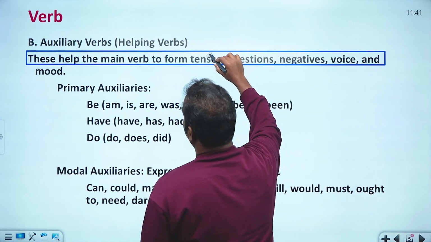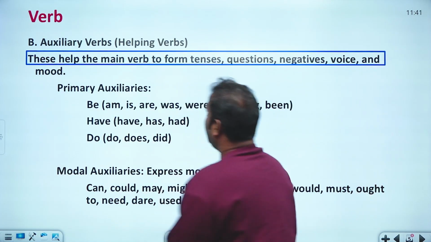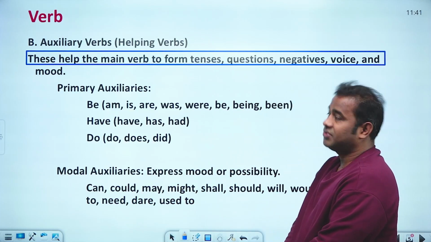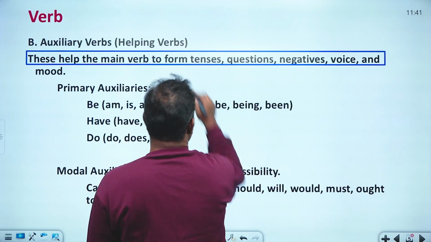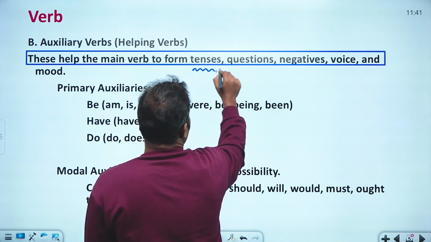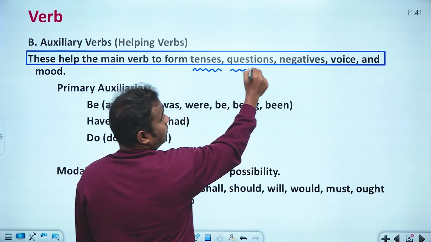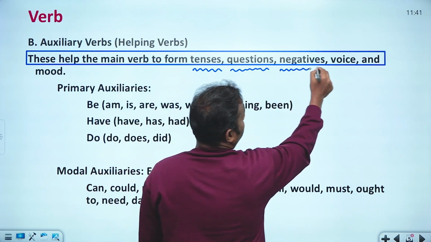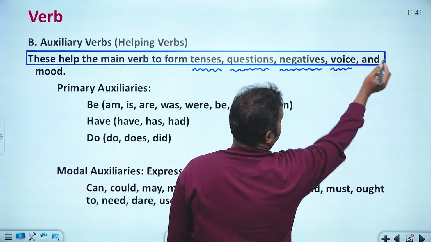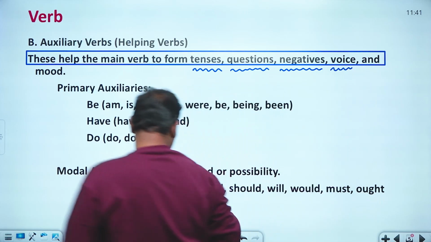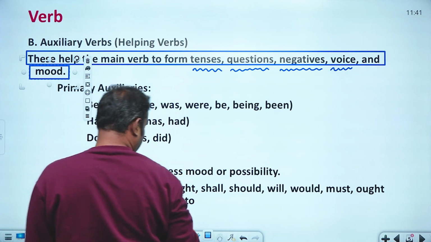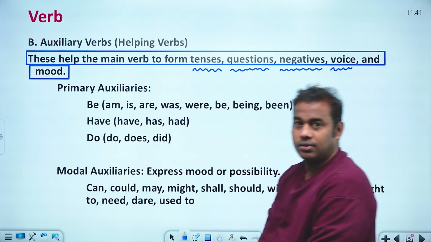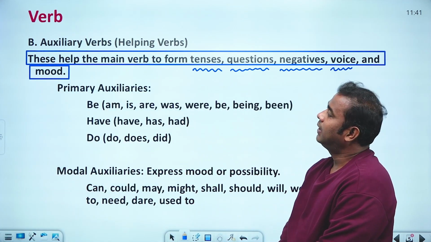This helps the main verbs to form tenses, question tags, negative sentences, voices. So to form tenses, questions, negatives, voices, moods also. So all these things you can use with the help of auxiliary verbs.